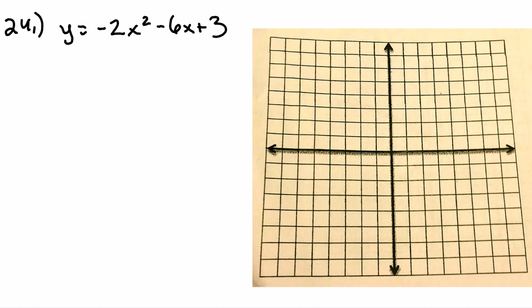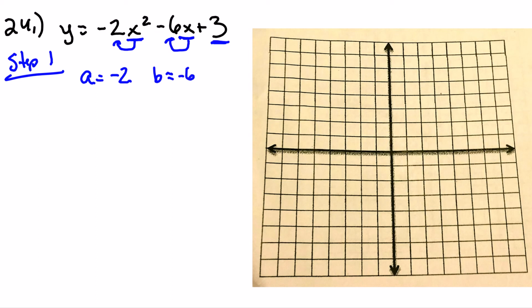So, 24, we have y equals negative 2x squared minus 6x plus 3. So step 1 says we have to find A, B, and C. I'm going to find the x squared, look right in front of it, and that number is A. So A is negative 2. To find B, I look at the x, and I look right in front of it. B is negative 6. C is the number all by itself. Now remember, that C is the y-intercept. So I already know that (0, 3) is a point on my graph.